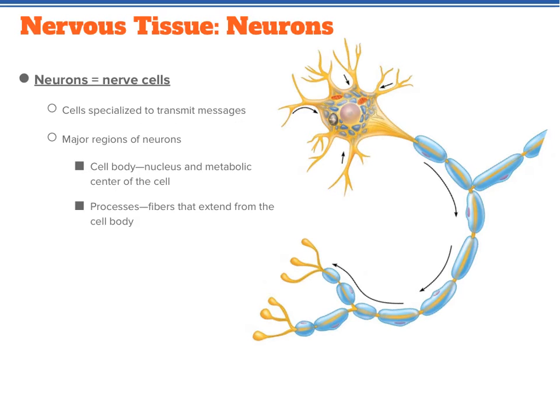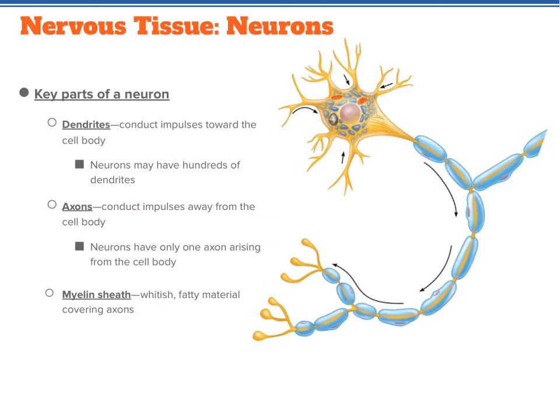Okay, the next part we're going to talk about are neurons. We talked a little bit about these before, but neurons are the nerve cells, the main cell of the nervous system. So the major regions of a neuron is the cell body, which you see right here. That's what contains the nucleus and all the organelles. And then the other parts of the cell body are known as the processes. So these are the fibers that are extending out, and we're going to talk about those on the next slide.